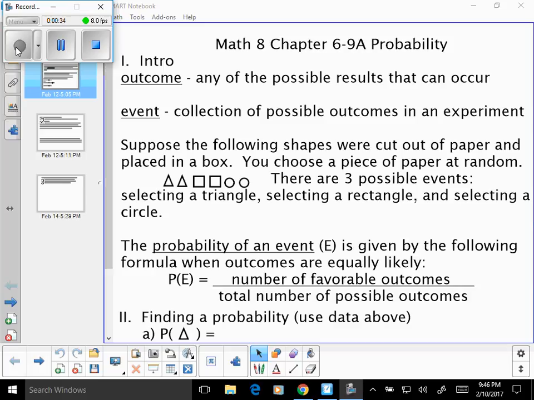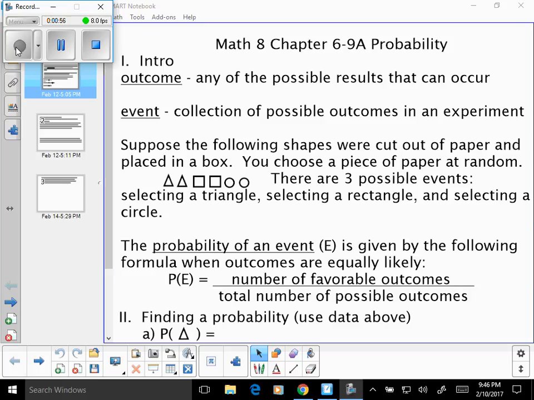If I'm going to roll that 6-sided die, I might want to know the probability of getting a 3, or the probability of getting a 1 or a 6. That would be my event, to get that 3, to get that 1 or 6. Let's move on to an example.